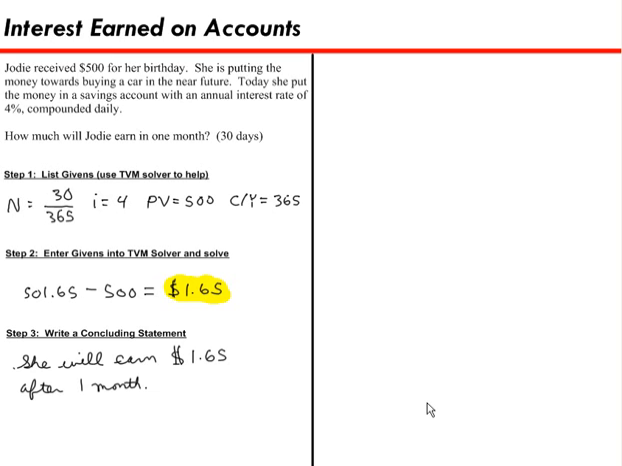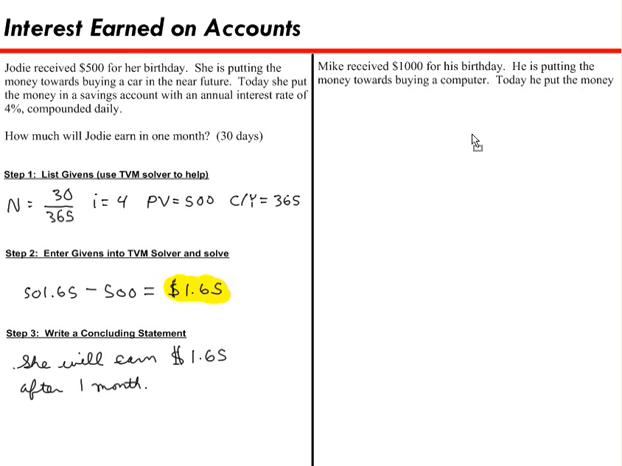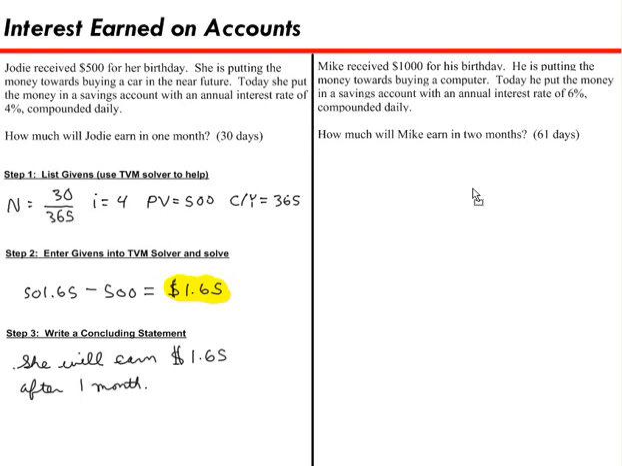All right, with those steps in mind, now it's your turn. We need you to help somebody who's looking to save up to buy a computer. Mike received $1,000 for his birthday. Not bad. He's putting his money towards buying a computer. And today he put the money in a savings account with an annual interest rate of 6%, and it's compounded daily. And how much will Mike earn in 2 months, which is 61 days? Okay, so try that one out using the steps I showed you on the left. Make sure you use 61 days and not 30, and I'll show you the solution when you're ready.